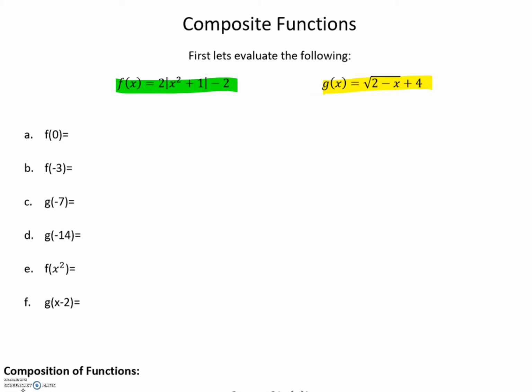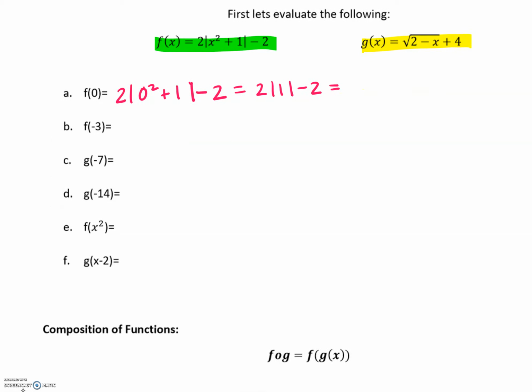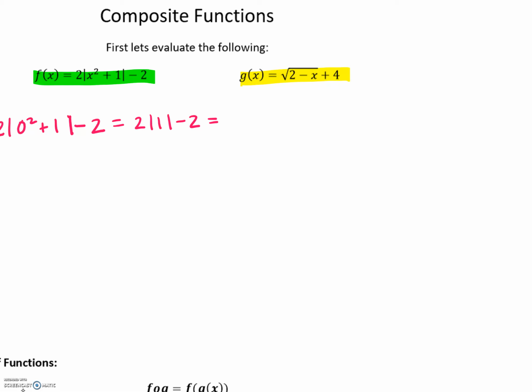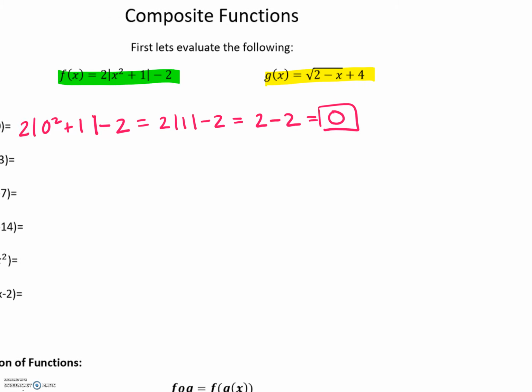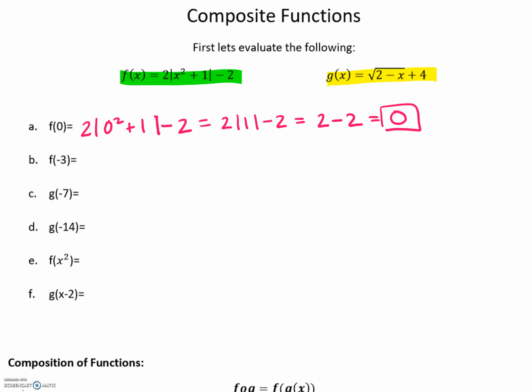So let's look at part A first. It's saying find f of 0. That means I'm going to go up to my f function. Every time I see an x, I'm going to replace it with a 0. So I'm going to get 2, 0 squared, plus 1, and then minus 2. Now if I simplify that, I'm going to get 2 times the absolute value of 1, minus 2. Then 2 times the absolute value of 1 is going to be 2, 2 minus 2 is going to be 0. So f of 0 equals 0.